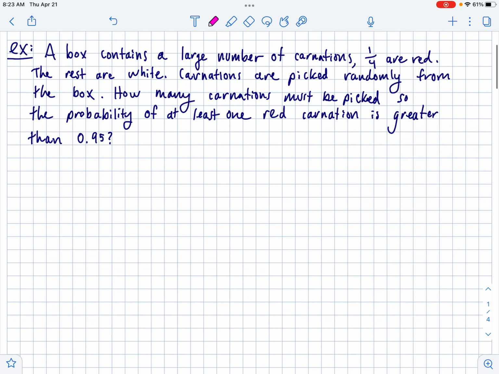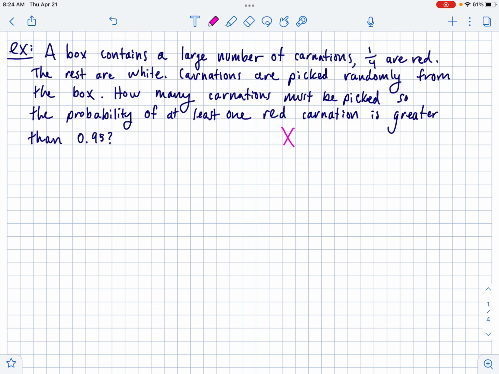So the first question we're going to do is: a box contains a large number of carnations, a quarter of which are red. The rest are white. So we don't know how many carnations are in there. Carnations are picked randomly from the box. How many carnations must be picked so the probability of at least one red carnation is greater than 0.95?